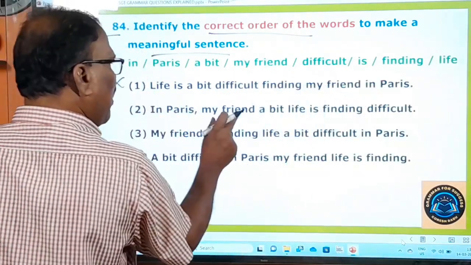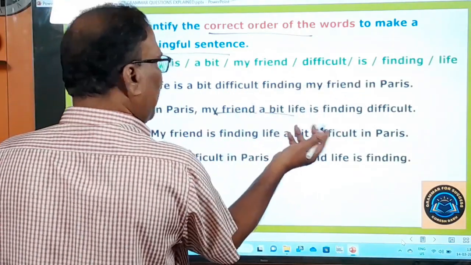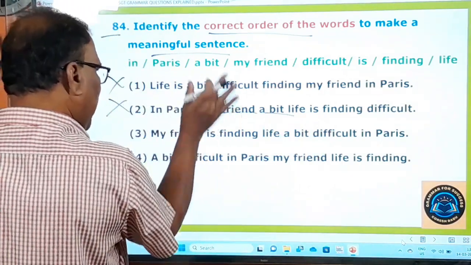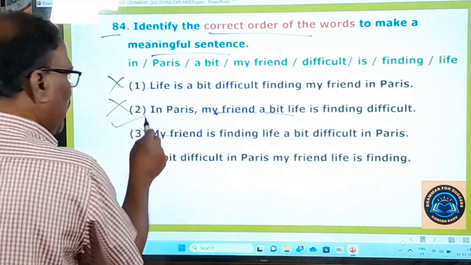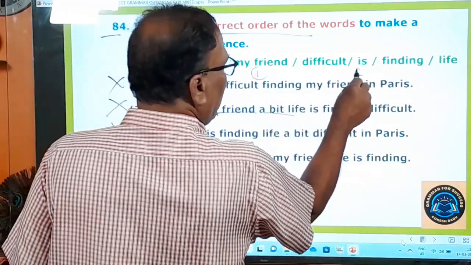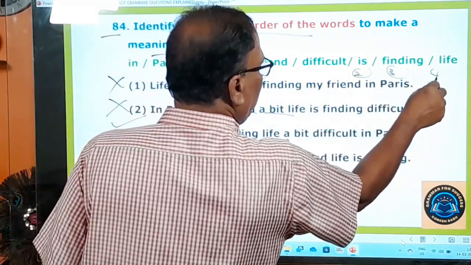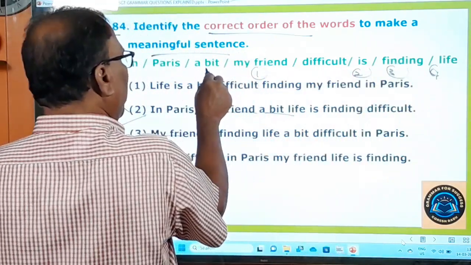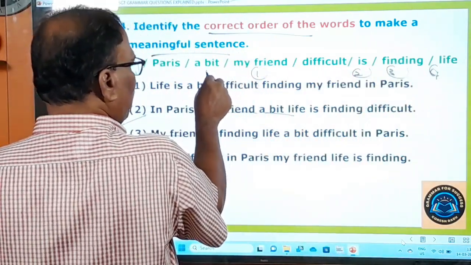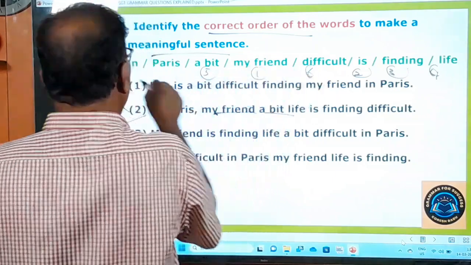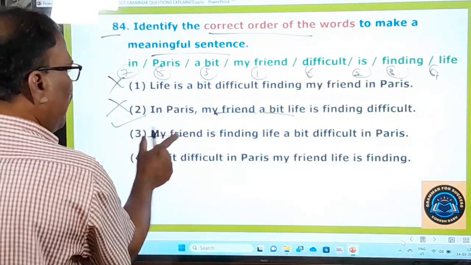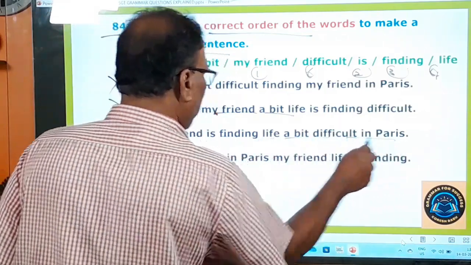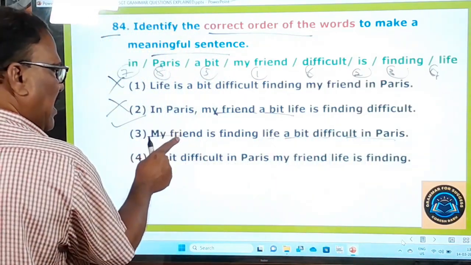No. "In Paris, my friend a bit." What is this meaningless sentence? Wrong. Ungrammatical and meaningless. And the third one, "My friend is finding life a bit difficult in Paris." This is absolutely correct. "A bit" means a bit. So my friend is finding life a bit difficult in Paris. This is the right sentence.